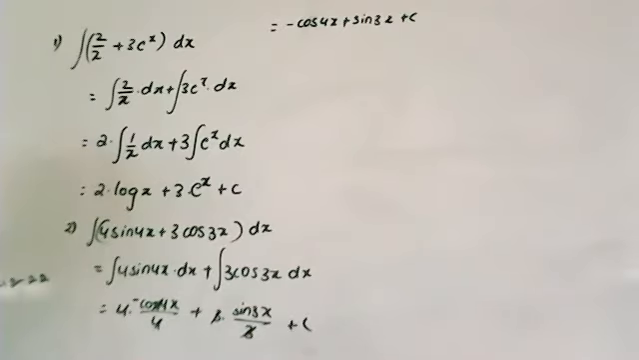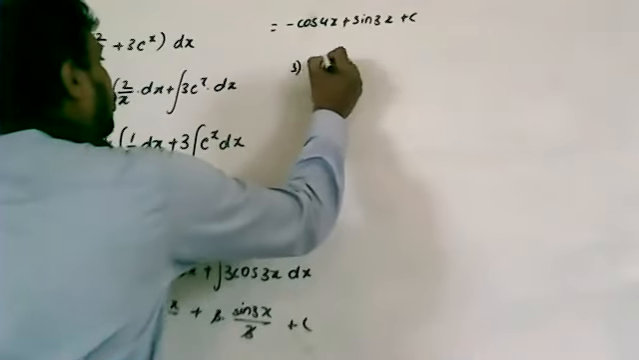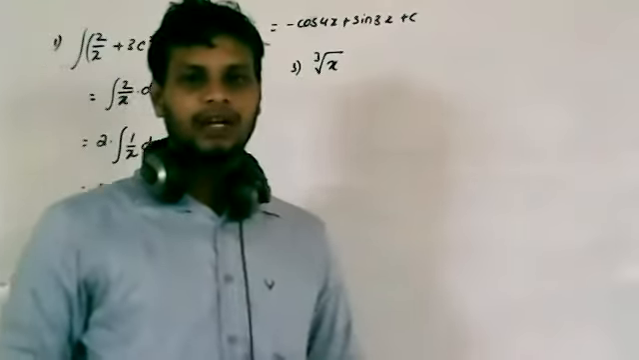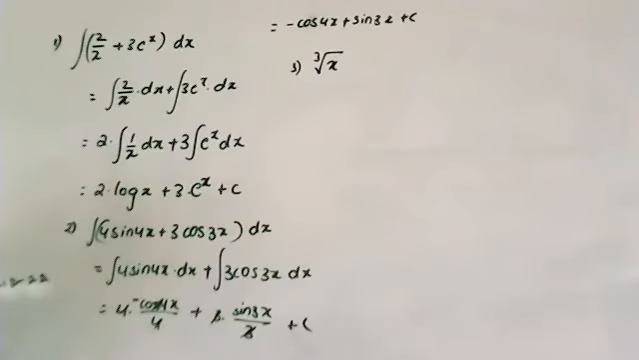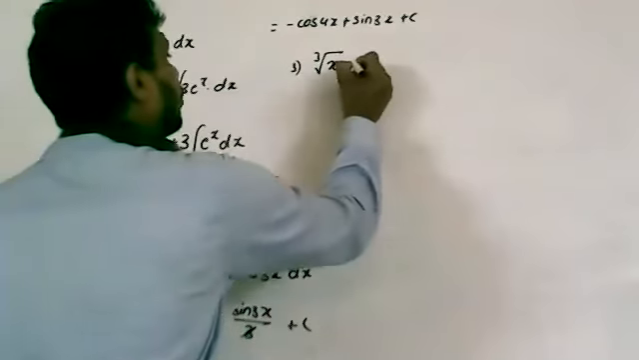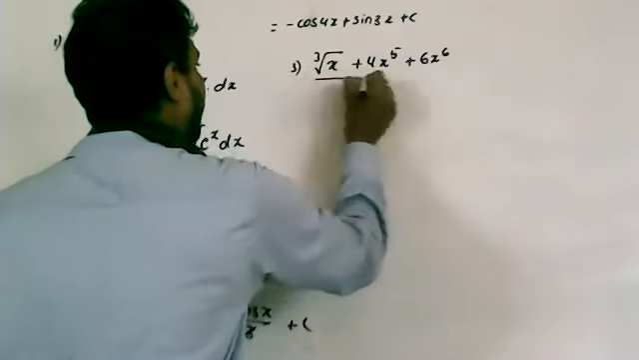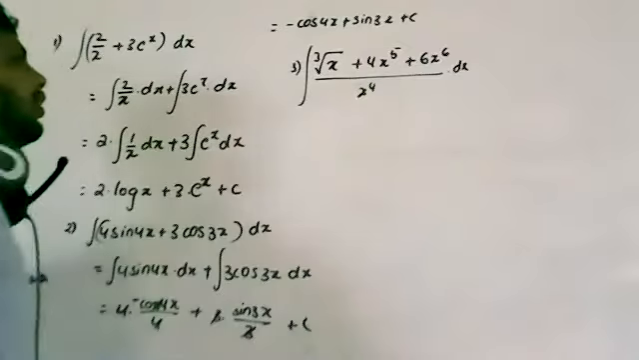Now the next question is, third one, cube root of x. Remember, cube root of x means x power 1 by 3. Clear? Cube root of x means x power 1 by 3. So the question they gave is cube root of x plus 4x to the power of 5 plus 6x to the power of 6, divided by x to the power of 4 dx. This is the value we need to find out.